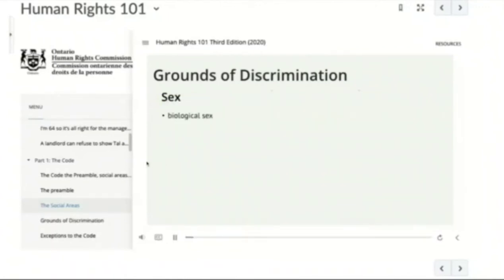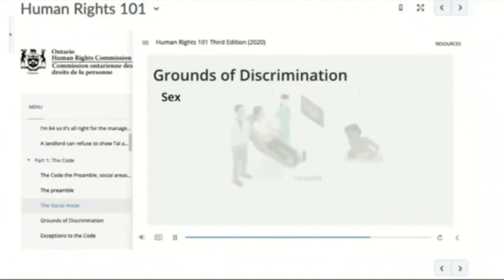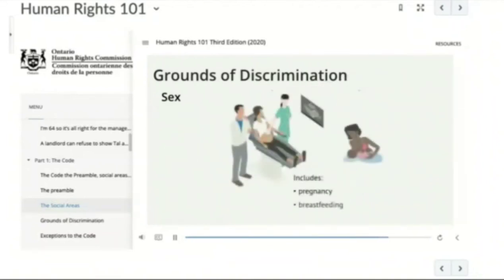Sex is generally considered to relate to someone's biological sex assignment at birth as male, female, or intersex. It also includes a person's gender, that is, expectations and stereotypes about behaviors, actions, and roles linked to being a man or a woman. The ground of sex includes pregnancy and breastfeeding.